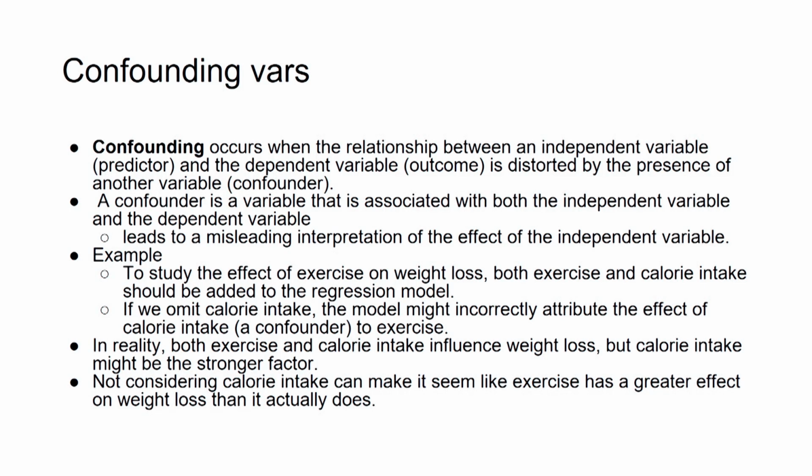So, we can say that a confounder is a variable that is associated with both the independent variable as well as the dependent variable, and it leads to a misleading interpretation of the effect of the independent variable, because we are assuming the dependent variable depends only on this independent variable, but there is some other variable that is distorting the relationship between them. So, we must include that confounding variable also in our model.